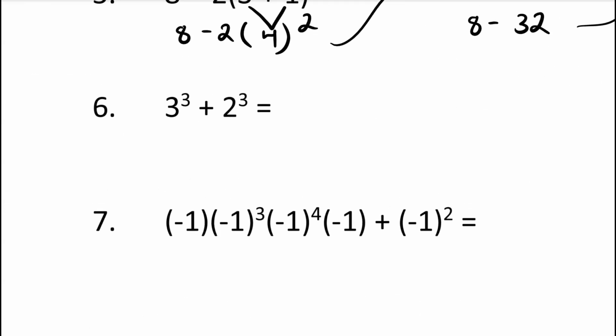For example 6 here, we have 3 cubed plus 2 cubed. Both exponents are 3. There's no brackets that we have to address, so we can look at the exponents first. 3 cubed gives us 27, plus 2 cubed gives us 8. All we're left with now is 27 plus 8, which results in 35.